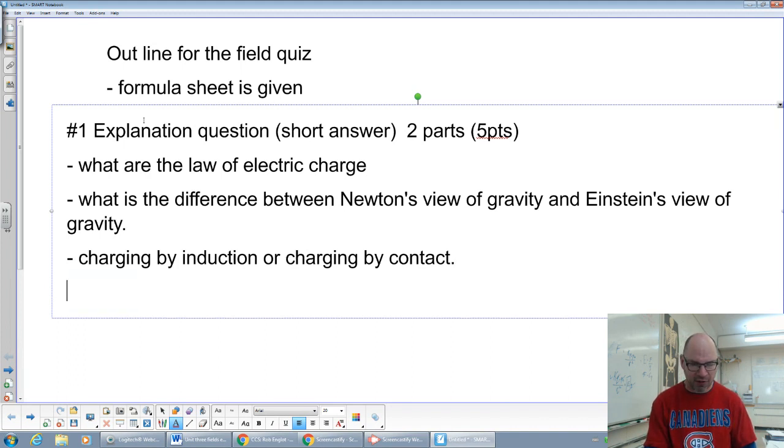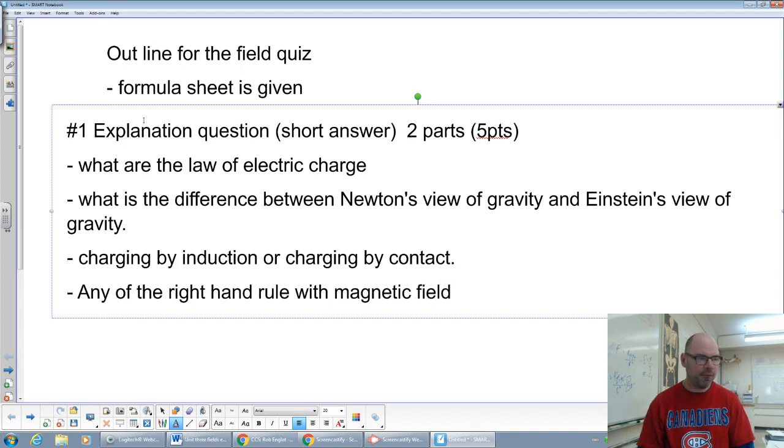Another one that we might have in there is any of the right-hand rules with magnetic field. Right-hand rules for electric force, right-hand rules for charge around a wire, and the right-hand rule for a coil are the three that we looked at.